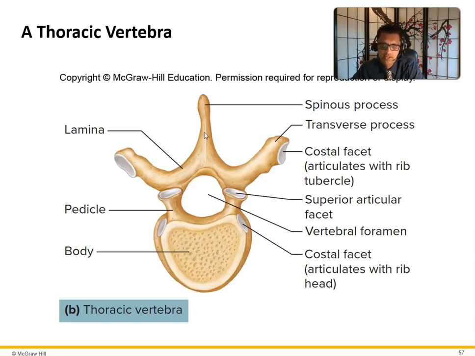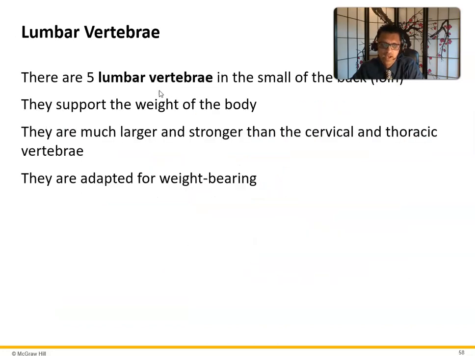So here's a typical thoracic vertebrae. Here's the lamina. Here's that spinous process. Here's the superior articular facet. Here's the vertebral foramen. Again, the spinal cord will go through here. Here's the pedicle. You can get fractures here. Here's the body. And you can see compared to the cervical, it's getting thicker and thicker, and then the lumbar has the thickest bodies.